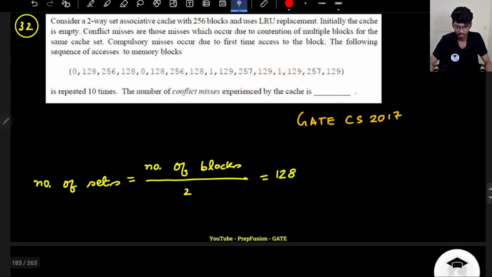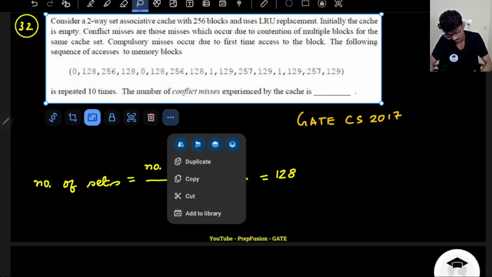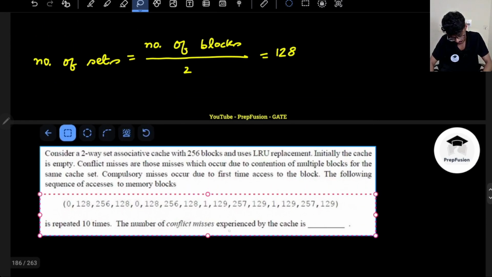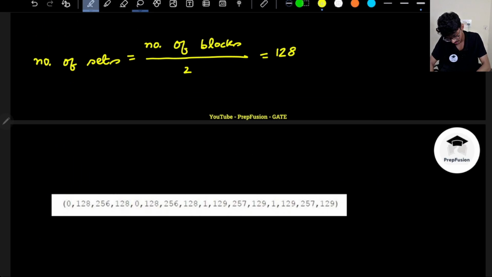So in the first iteration, we will just see how many conflict misses are there. Initially there is nothing. So where will 0 be mapped? 0 mod 128 will be 0 only. So 0 will be mapped to set 0. Initially it is a cold miss, because previously I have not called 0. So it will be a cold miss.